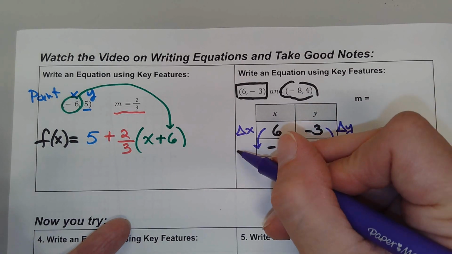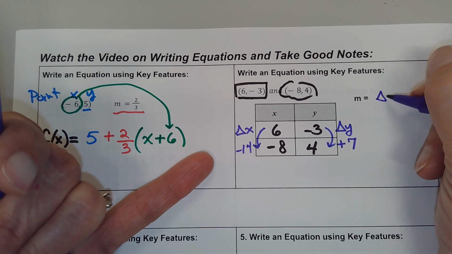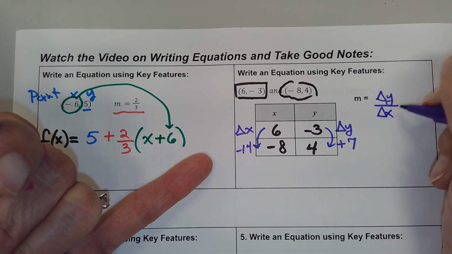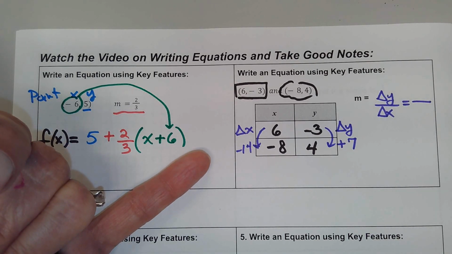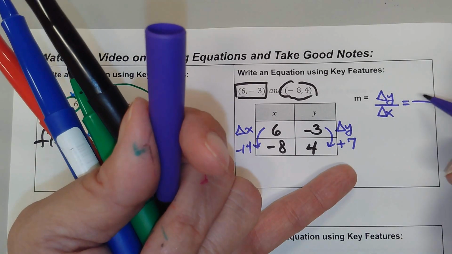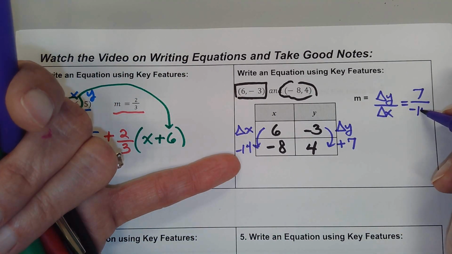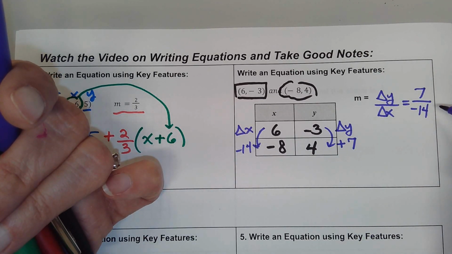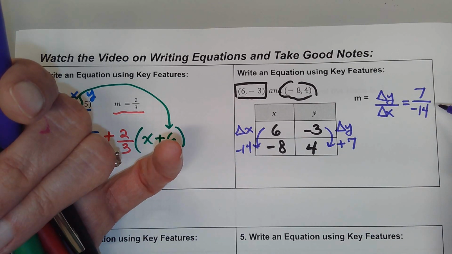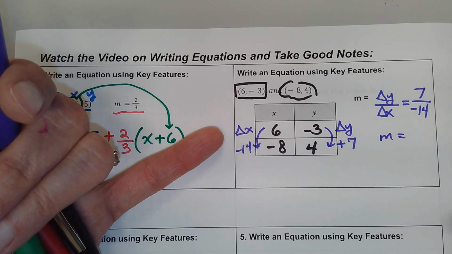That's going to be -14. So the slope, which is delta y over delta x, okay, which number goes into the numerator? That's going to be 7. And the delta x is -14. Can that fraction be reduced? Yes, it can. Please reduce this fraction for me.